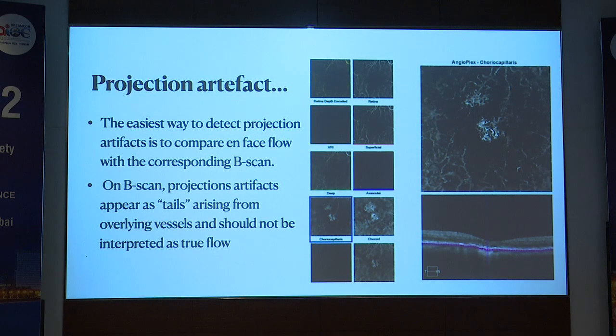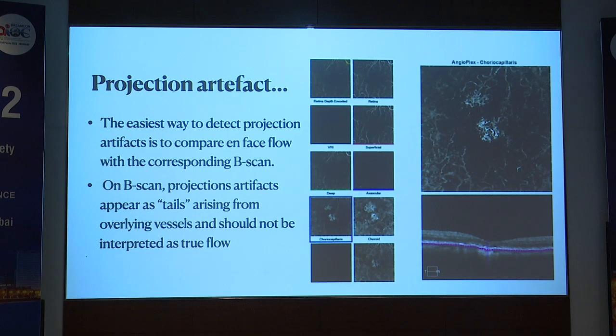Now, if you look at this scan on en face, it looks like there is a CNVM there. If you see the structural B-scan, it's actually the area of atrophy. So there is an area of atrophy, and the superficial vessels are casting the shadow there, giving an appearance of a CNVM. And that can be so misleading. You will immediately see there is a network of vessels and you may inject, but there is no vessel there. So the easiest way is to compare it with the B-scan when you want to really know whether there is any projection artifact or not.